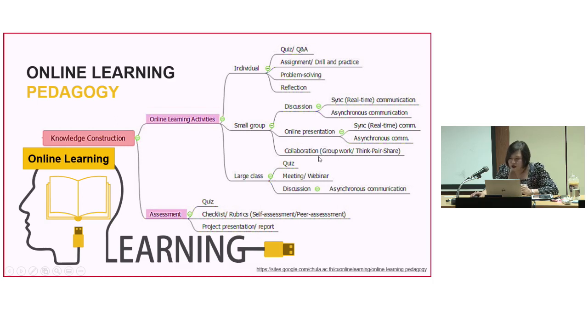For collaboration in small groups, group working, things like pair share, you can use these techniques to do the collaboration. You can use tools such as the program you know for the instant meeting, or social media like Facebook, Line, Twitter, or something like that. You can decide to let them work together.